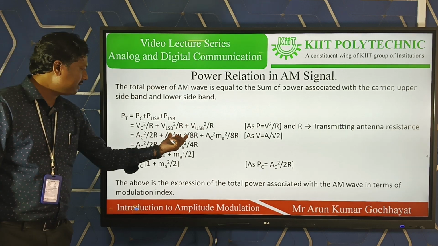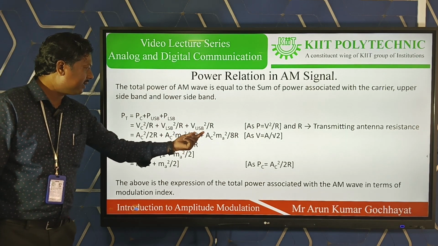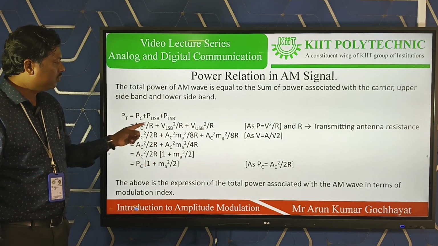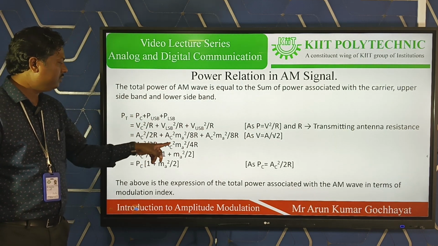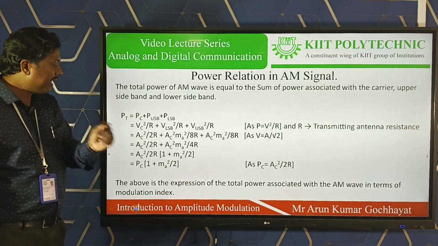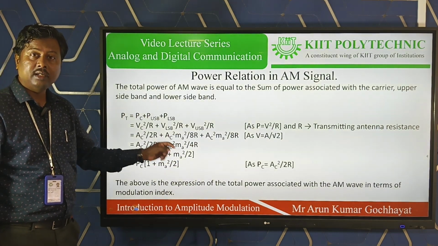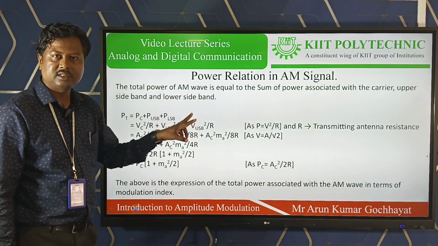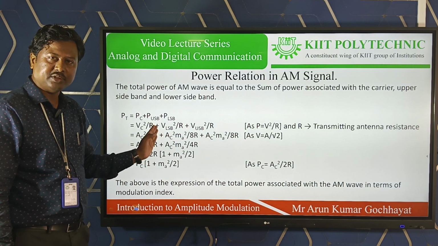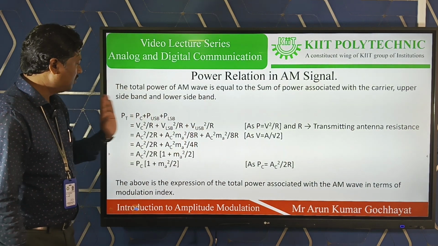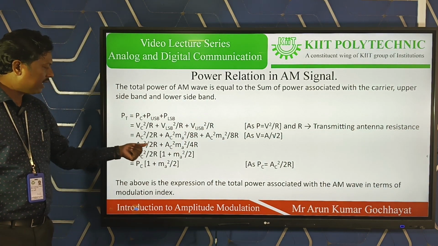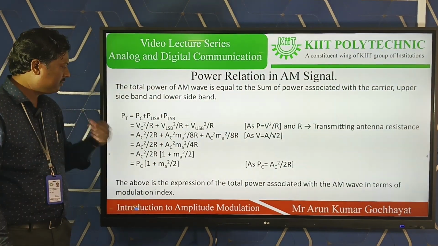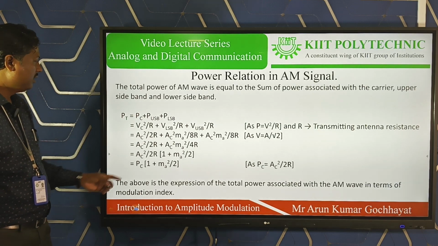So here if we combine this AC square MA square by 8R and AC square MA square by 8R, that becomes 2 AC square MA square by 8R. 2 and 8 will be cancelled. Resultant will be AC square MA square by 4R. Mind it, AC square MA square by 4R is nothing but the power associated with the two bands total, means power associated with upper sideband and power associated with lower sideband. And AC square by 2R becomes the power associated with the carrier portion itself. This will be helpful during the calculation of your efficiency.